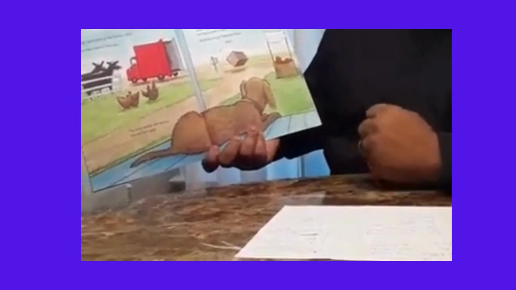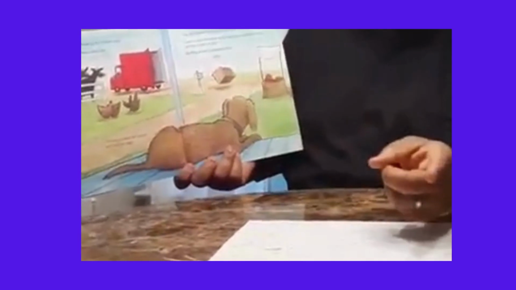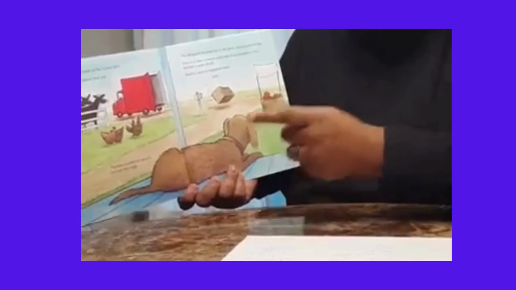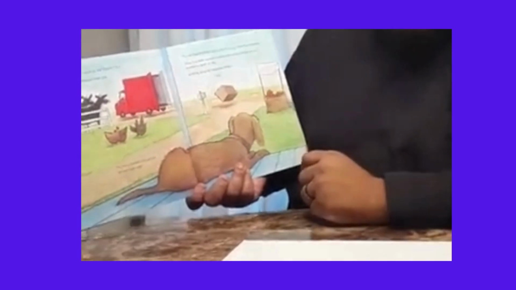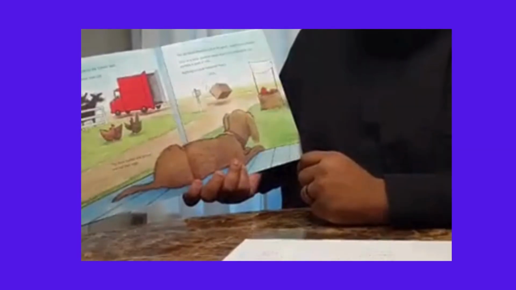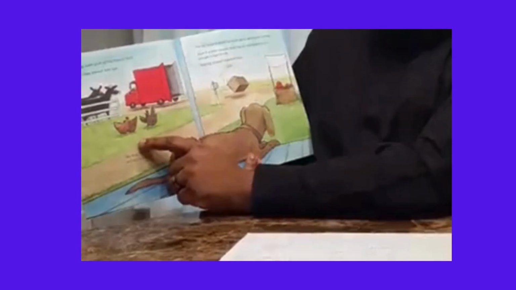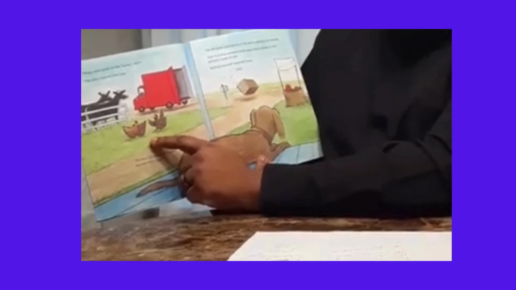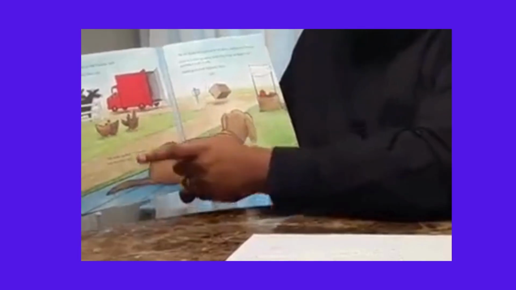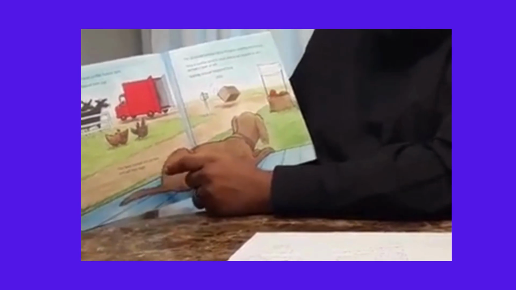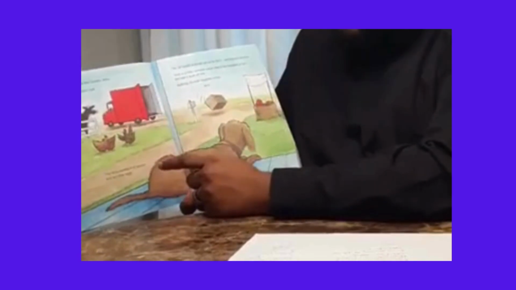Old Mr. Tucker had a farm, E-I-E-I-O. And on that farm he had a cow, E-I-E-I-O. With a moo-moo here and a moo-moo there, here a moo, there a moo, everywhere a moo-moo. Old Mr. Tucker had a farm, E-I-E-I-O. Second, old Mr. Tucker had a farm, E-I-E-I-O. And on that farm he had some hens, E-I-E-I-O. With a cluck cluck here and a cluck cluck there, here a cluck, there a cluck, everywhere a cluck cluck. Old Mr. Tucker had a farm, E-I-E-I-O.